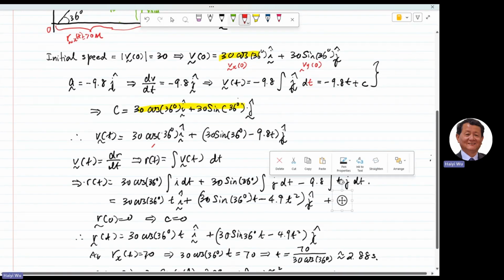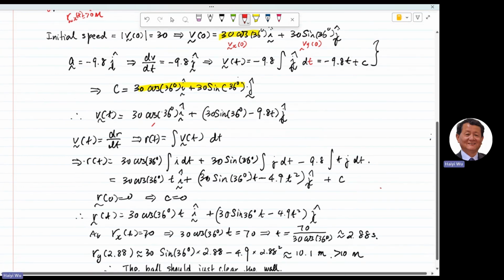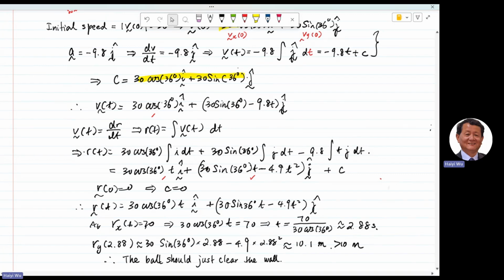The velocity vector function is dr/dt, so r(t) is the integration of v(t). So we integrate every one of them. The first one is 30 cosine 60 degrees times t. The next one will be 30 sine 60 degrees t, and then minus half of 9.8, which is 4.9 t squared, in the j component. So that's the vertical component.